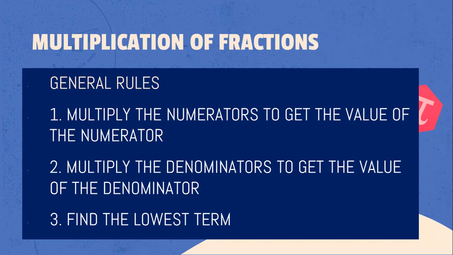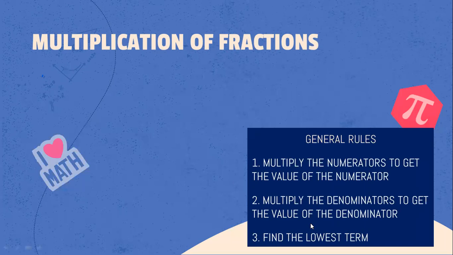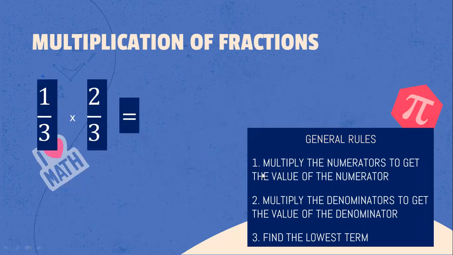Let's try to apply these rules on our first example. The first rule, multiply the numerators to get the value of the numerator. That is 1 multiplied by 2, that is 2. The next one, multiply the denominators to get the value of the denominator. 3 multiplied by 3 is 9. Then find the lowest term. 2 over 9 has no lowest term, it's already in the lowest form. That's why the final answer is 2 over 9.